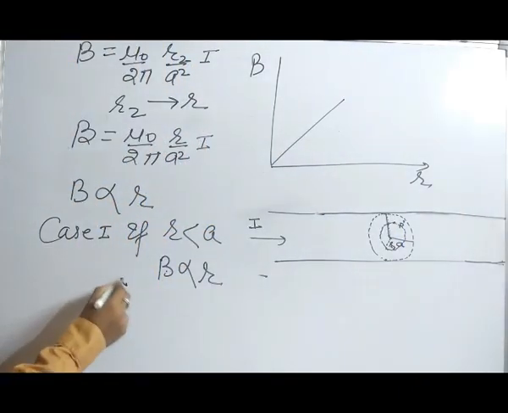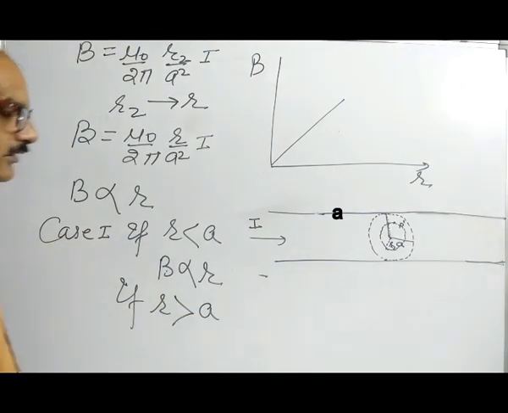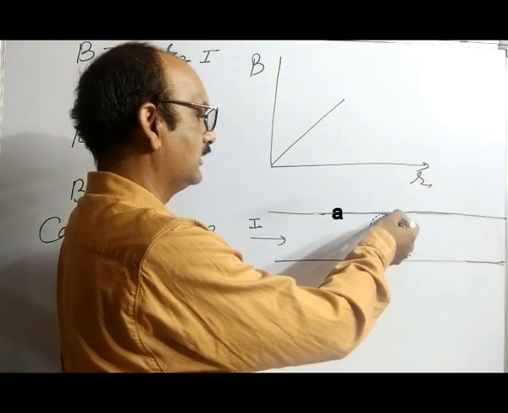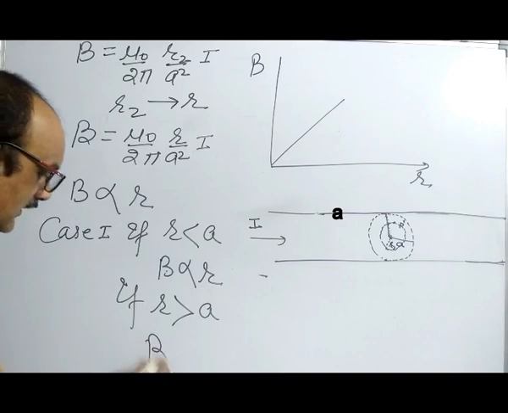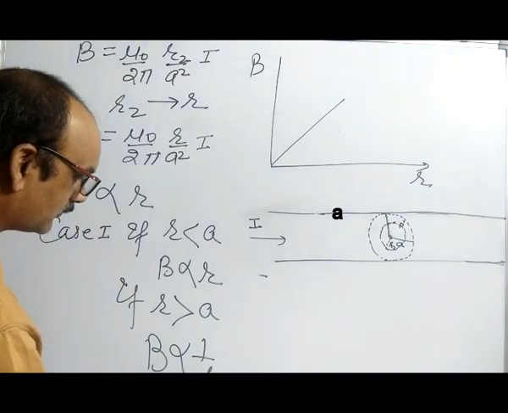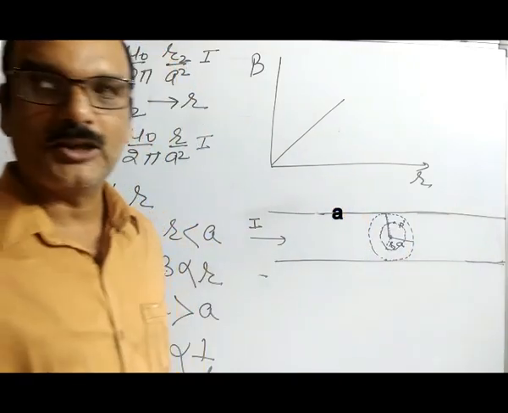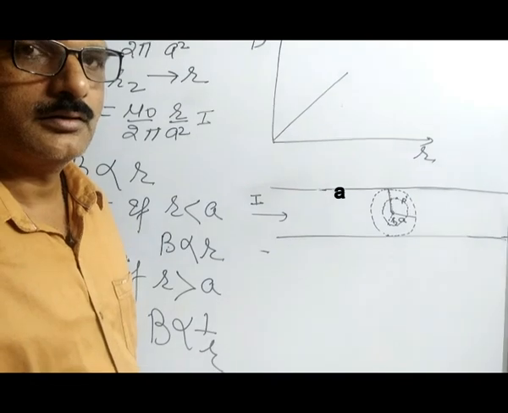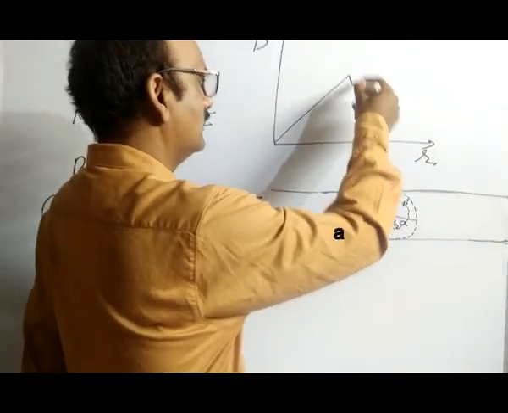Now, if r is greater than a, अब आप इस कंडक्टर से बाहर निकल गए. In that case, B is inversely proportional to r. जब आप उस कंडक्टर के बाहर मैग्नेटिक फील्ड निकालोगे तो B will decrease with increasing distance.